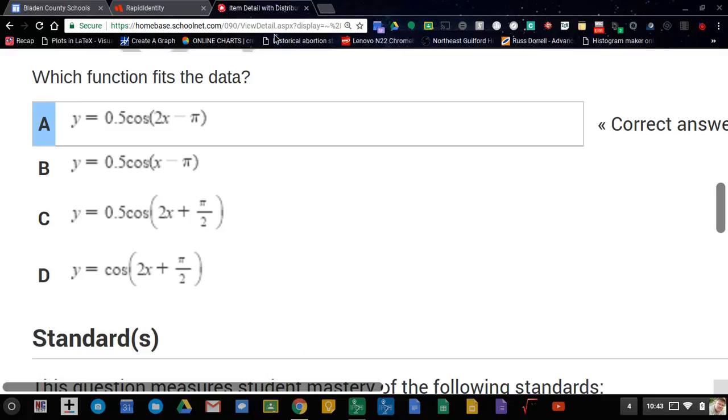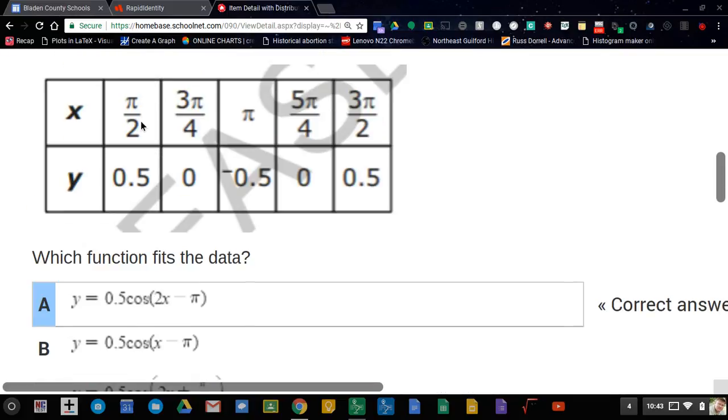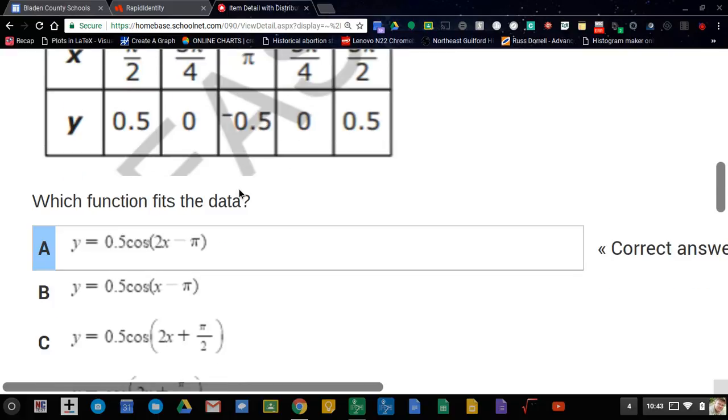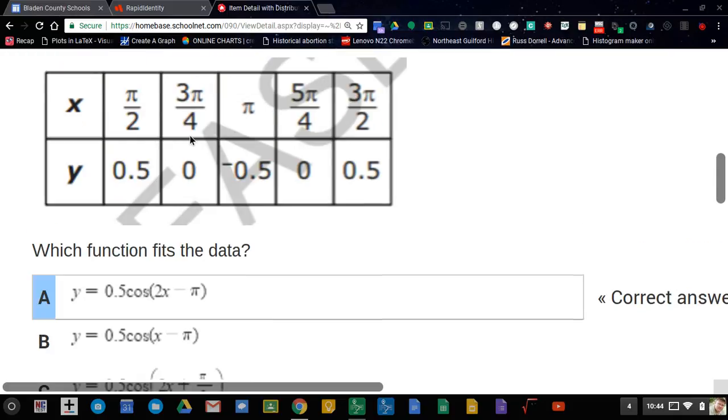Okay? Or if I weren't plotting, what else could I do? Couldn't I substitute an X value and get a Y value out? Yeah, I could substitute pi over 2 or pi and see which one gives me a negative 0.5. So there's another way I could have worked the problem. If I didn't know anything about trig functions, as far as amplitude, period, or nothing, I do know how to substitute an X value and get a Y value. So I can just use basic knowledge of functions and still get that question correct. Does that make sense?